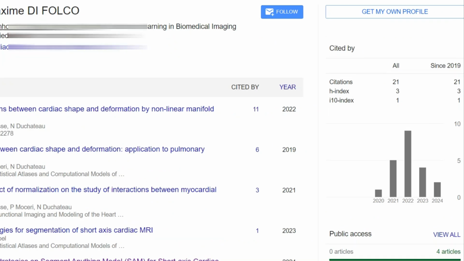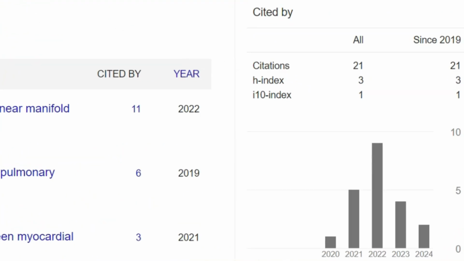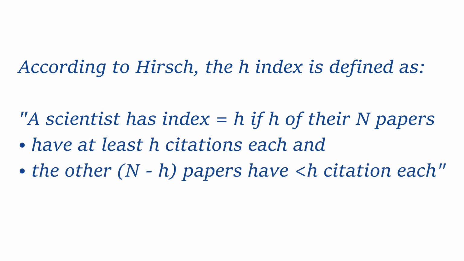When we see a profile of a researcher on Google Scholar, we see something like H index and i10 index. What does this mean? Let us understand. H index means that out of all M papers, H papers have at least H citations each.